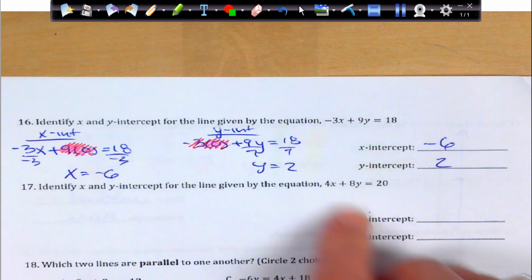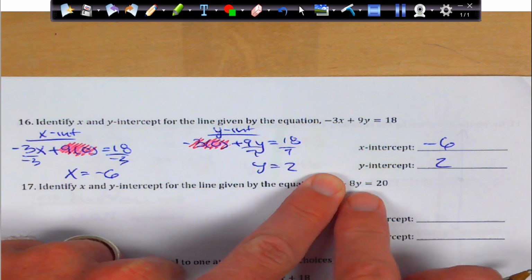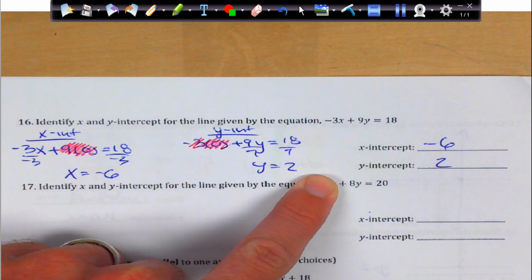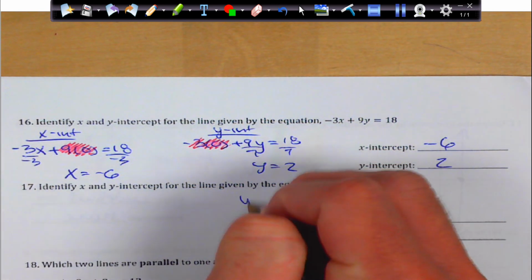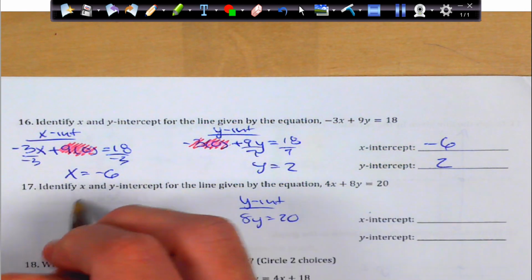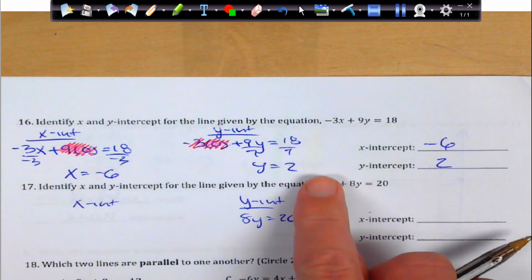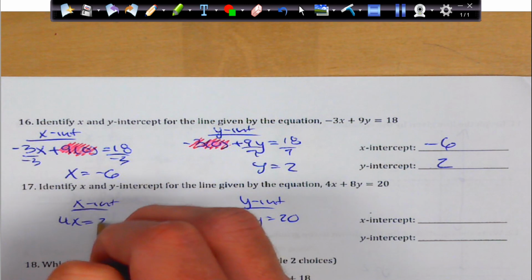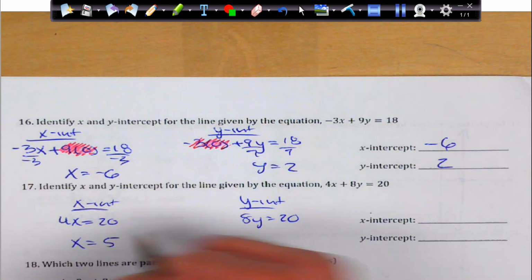So I can do the same thing here, but I can go a little faster. I can just say, all right, on this one, 20 divided by 8, now not as nice looking, right? So my y-intercept is just going to really be 8y equals 20, and my x-intercept is the same thing. We're just going to remove that, and we get 4x equals 20. So that one's easy, it's 5.